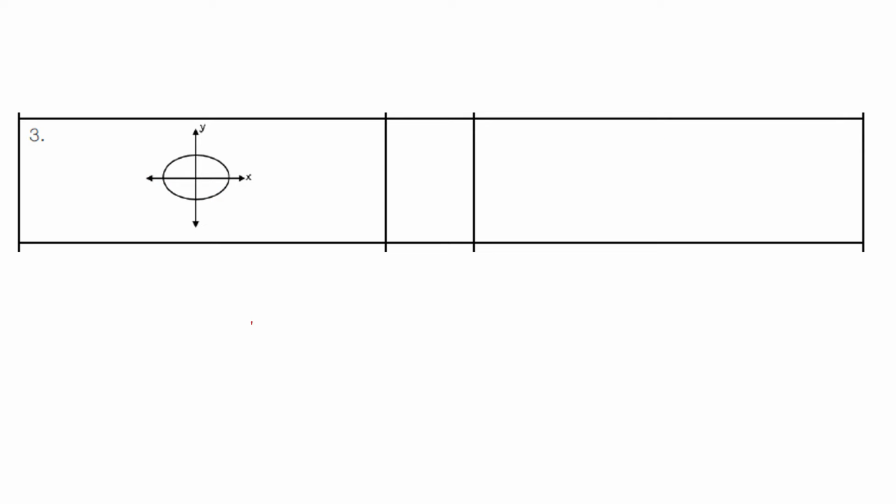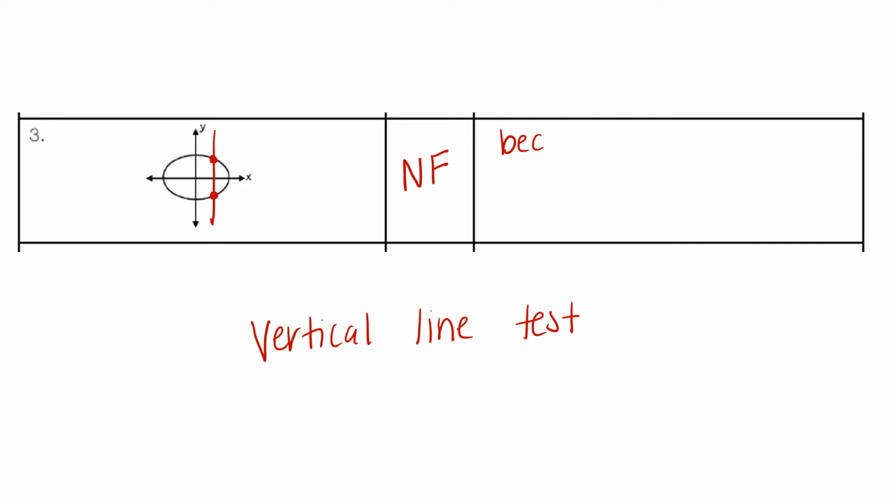For number 3, it's a graph, so we use what is called the vertical line test. Remember, the vertical line test is where we draw a straight line anywhere on the graph and see how many times does it touch the picture. It touches my circle picture up at the top, and it touches down at the bottom, so this would be not a function. It is not a function because the vertical line touches the graph twice.